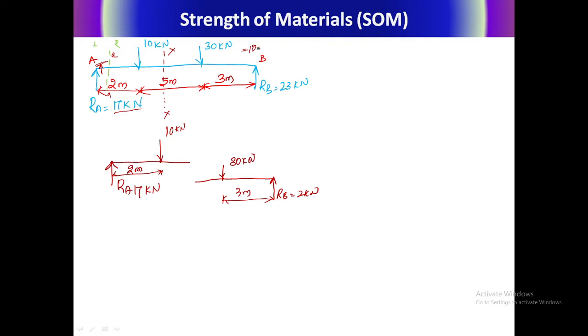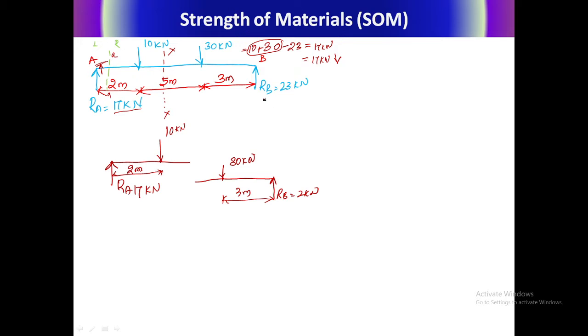10 kilonewton is acting in a downward direction. 30 kilonewton is acting in a downward direction. 23 kilonewton is acting in an upward direction. Now how much are you going to get here? You are going to get 17 kilonewton. What is the effect of this 17 kilonewton? It tries to push the component in the downward direction. You can observe here, 10 is downward, 30 is downward, so the total load acting in the downward direction is 40 kilonewton.